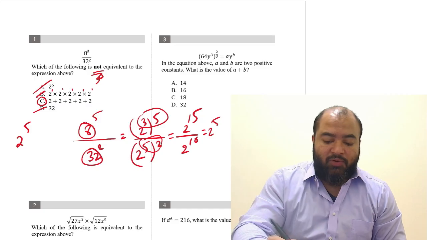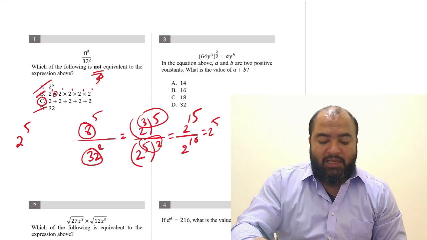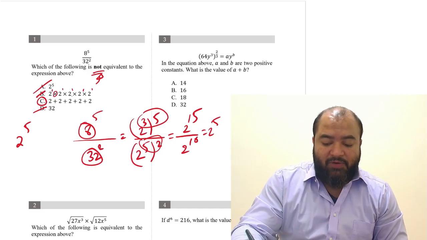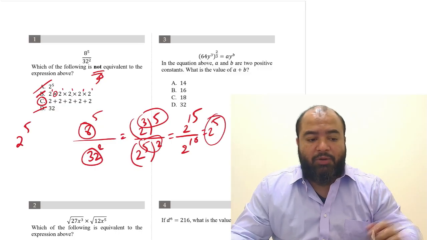Okay, that's when we're multiplying. So when you're multiplying, they have the same base, you add the power. When you're dividing, same base means you subtract the power.